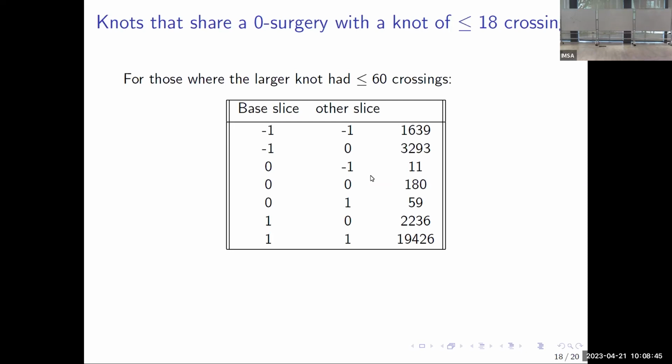If you assume the smooth four-dimensional Poincaré conjecture is true, then we also know sliceness for these 11 knots in our sample where the larger one is obstructed by one of these obstructions. We would also know that those are not sliced. And then, maybe somewhat more interestingly, there were 59 knots where we could find a disk for the larger one.